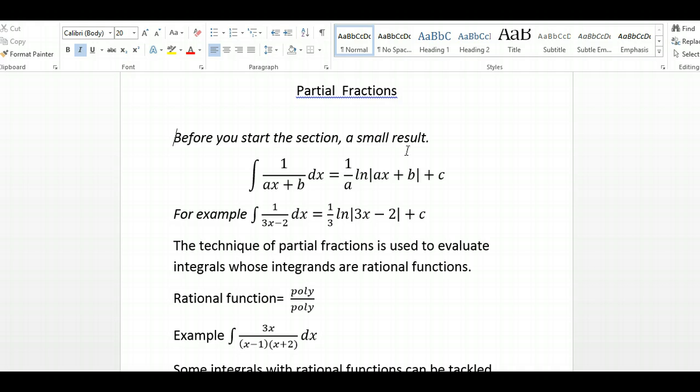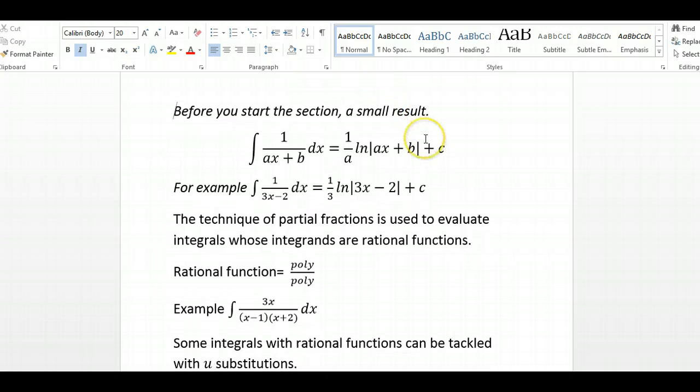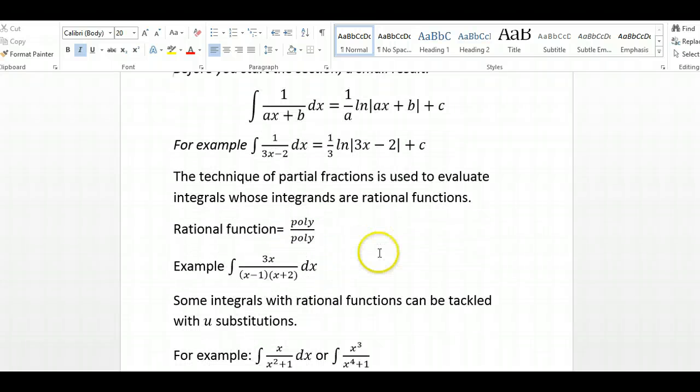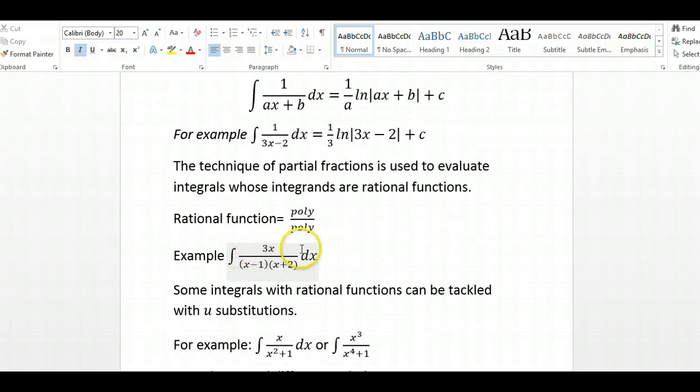Okay, now first of all, when do we use this technique? Partial fractions are actually used to evaluate integrals whose integrands are rational functions. So what is a rational function? The rational function is one polynomial over another polynomial. So take a look at this integral right here. Look at the integrand. The integrand has one polynomial over another polynomial.